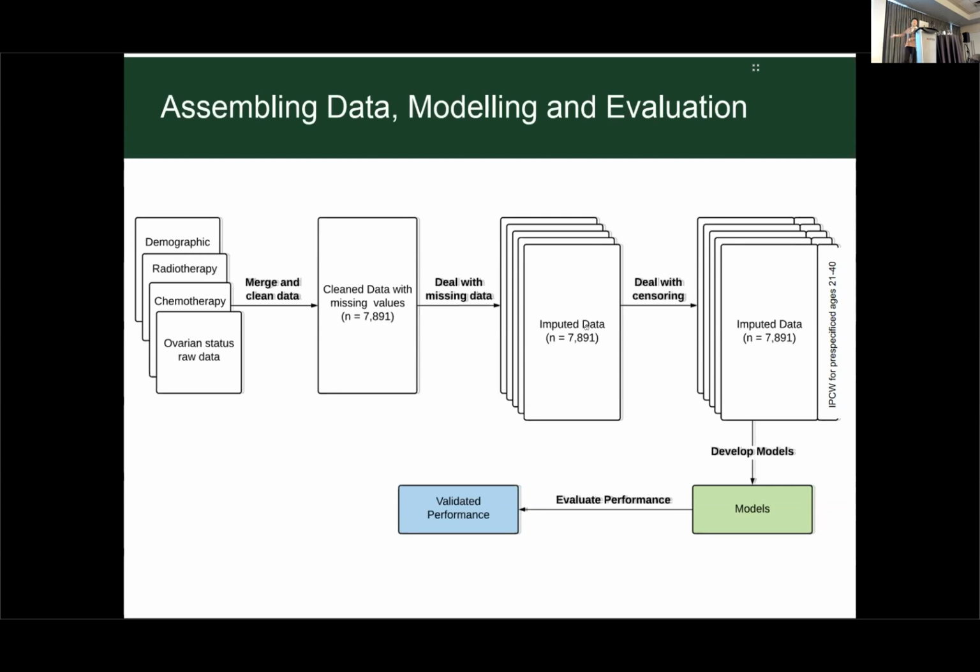After that, we also have to deal with censoring because it's a longitudinal follow-up. Maybe at age 34 we know their status, but they've only reached age 34 so far. We don't know what their status is going to be afterwards, right? Especially for those who are normal. If they're not normal, obviously they already have POI, so their status is fixed. So we deal with this using a technique called inverse probability censoring weighting. After that, we develop the models, evaluate the performance, and then validate the performance in an external cohort.